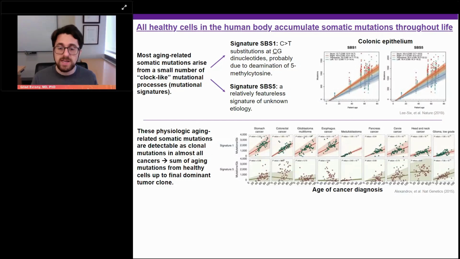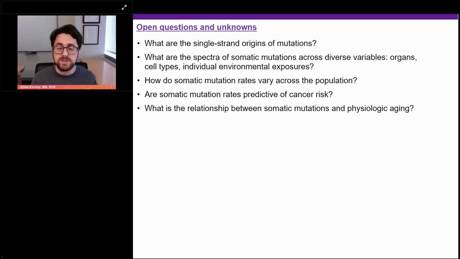And this is very likely because not necessarily that these mutations occurred as the cancer tumor developed, but rather these are mutations that occurred in the cell that preceded the origination of that cancer. These were aging-related somatic mutations that were occurring throughout life of this individual, leading up to when the tumor first started proliferating aggressively. Some major open questions in the field are what are actually the origins of these mutations?